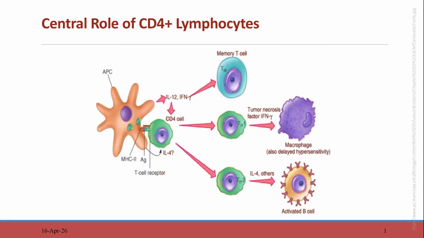Here we see how antigen-presenting cells activate T cells through MHC2 and T-cell receptor interaction, along with co-stimulatory signals. This is a critical step because it represents the initiation of adaptive immunity. Clinically, drugs like abatacept act here by blocking co-stimulation, thereby preventing full T-cell activation.